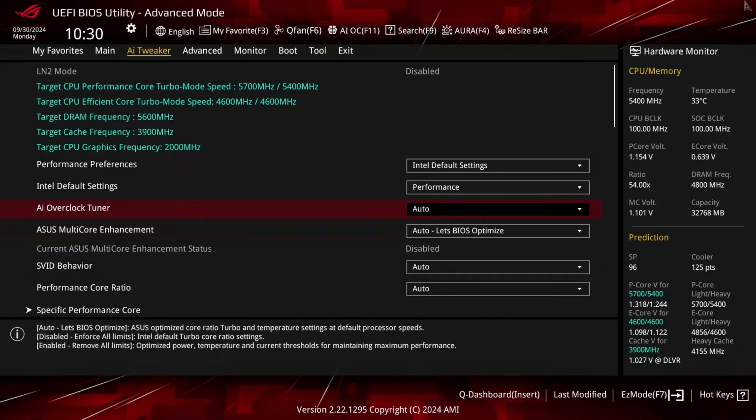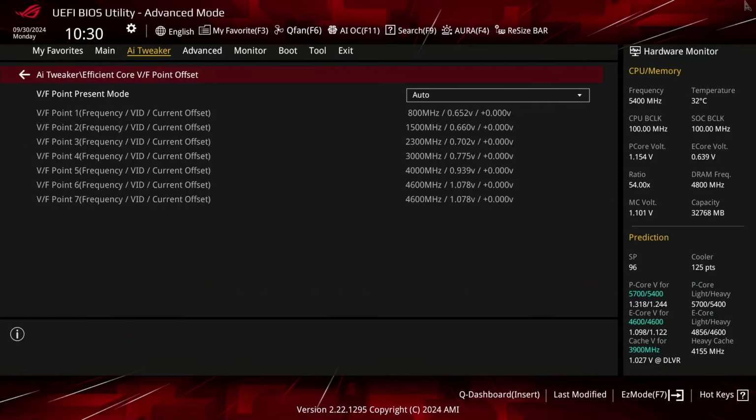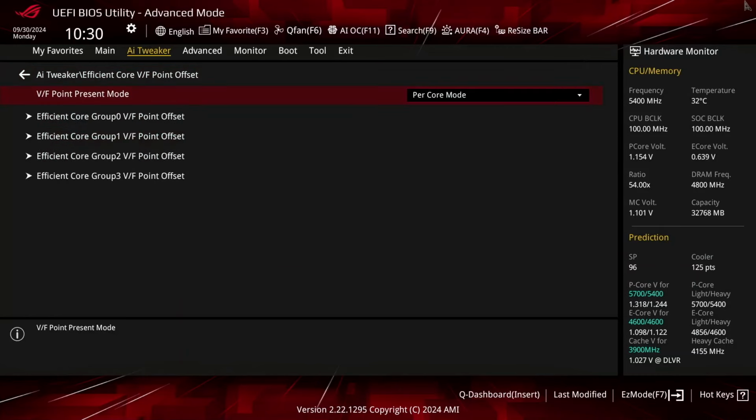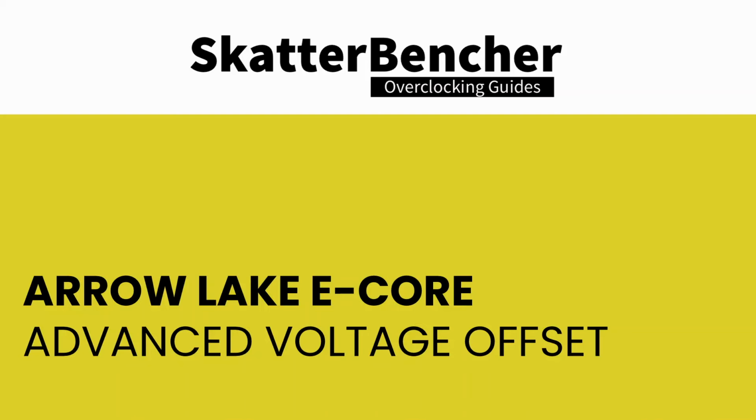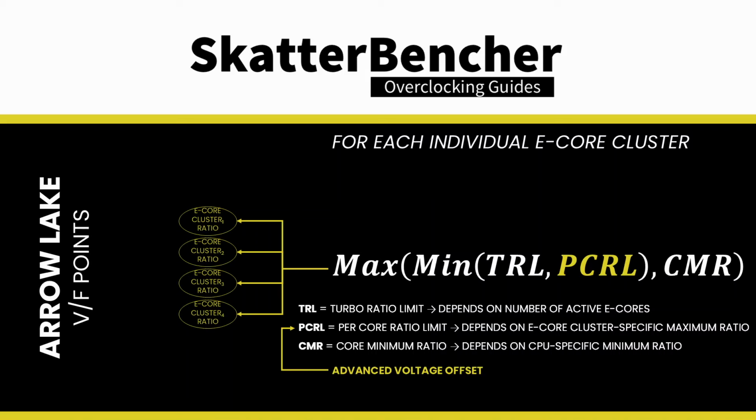In the ASUS ROG BIOS, you can find an approximation of the E-core's VF points, and thus make the VF curve, in the AI Tweaker Efficiency Core VF Point Offset submenu. Advanced Voltage Offset, more commonly known as VF points, is available for each of the E-core clusters. There are 7 available VF points, 6 of which are fixed to a specific ratio. The final VF point is mapped to the OC ratio, which is the E-core cluster per core ratio limit.